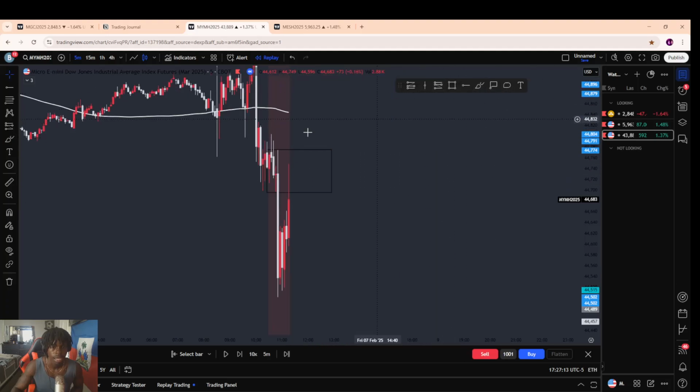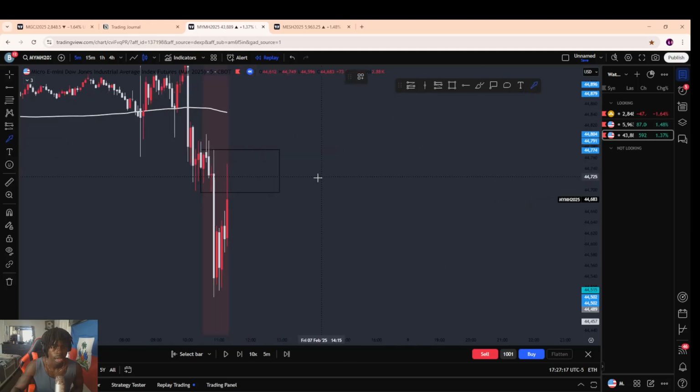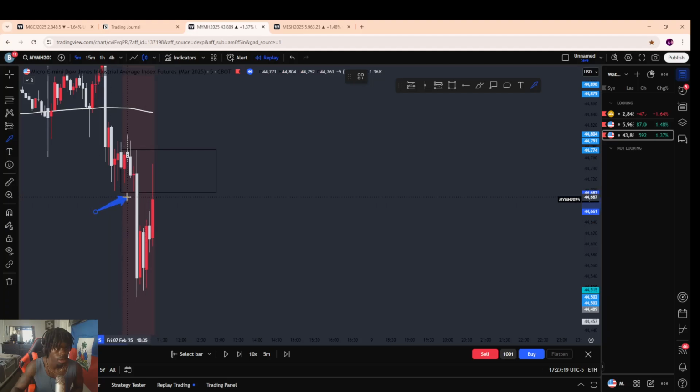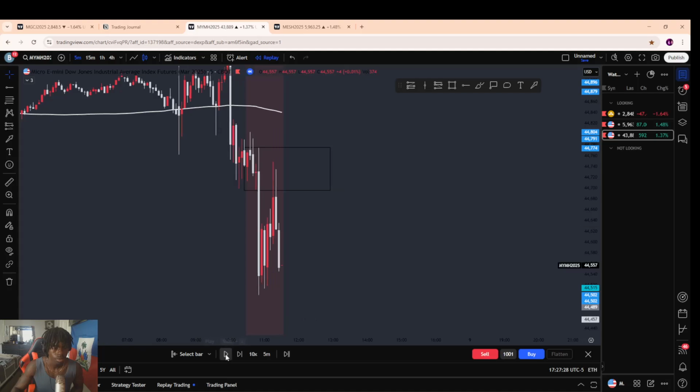And this setup has a gap, which I like. Again, if you can't see the gap, it's from right here to right here, and that has to get filled. So I waited for price to come and fill up my zone.